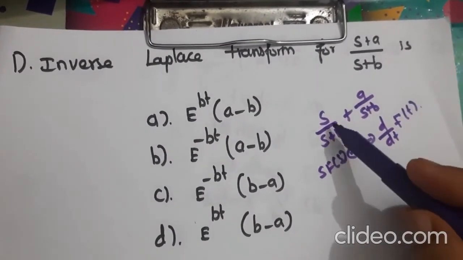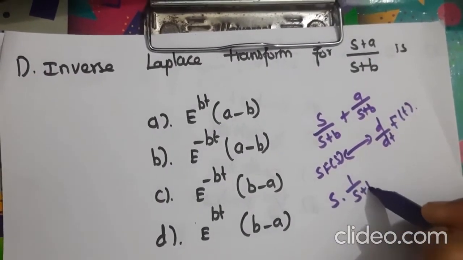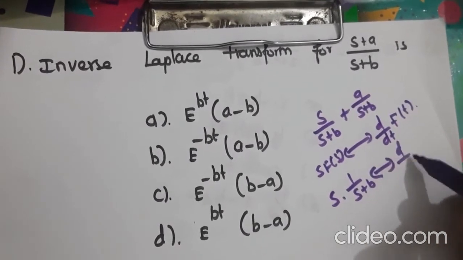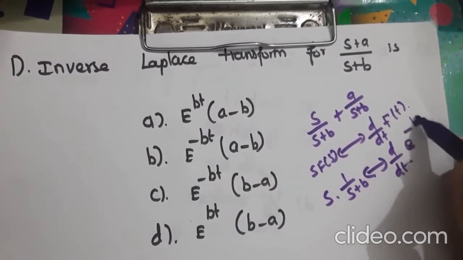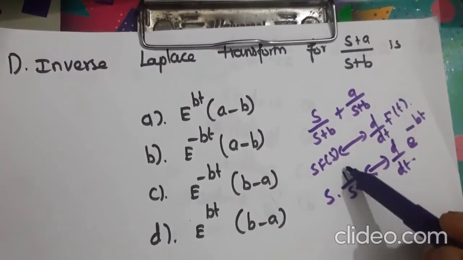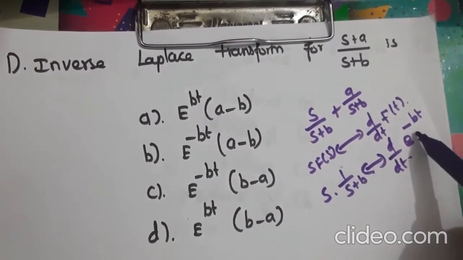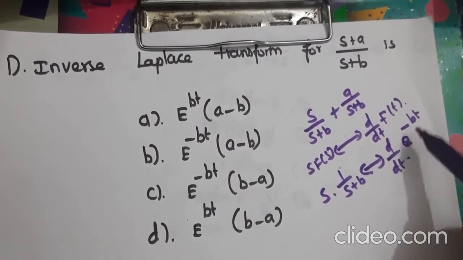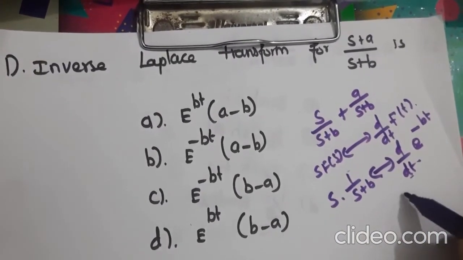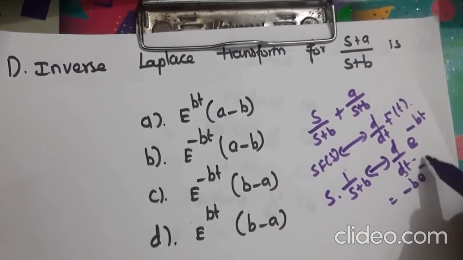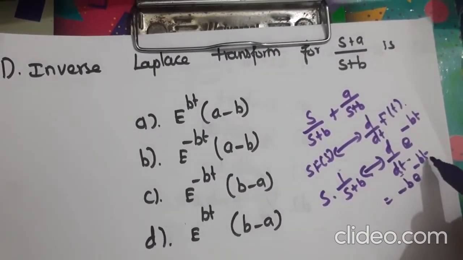So here this is s into 1 by s plus b. And we all know the inverse Laplace transform of 1 by s plus b is e power minus bt. So the inverse Laplace transform of 1 divided by s plus b is e power minus bt. So differentiation of this, we can get the inverse Laplace transform of this term. So this is equal to minus b into e power minus bt. So differentiation of e power minus bt is minus b into e power minus bt.